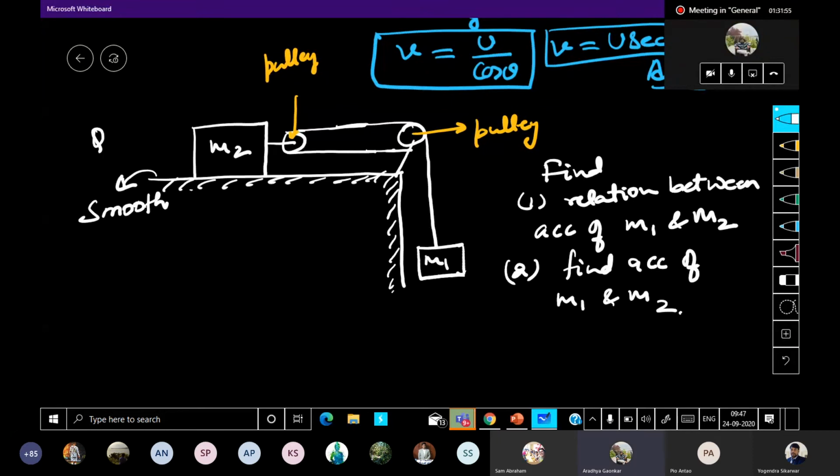So that string is connected to what, sir? This end is fixed and the other end is going over this pulley, then again over this pulley, and then fixed. Okay, sir. I have clearly mentioned this is pulley, this is pulley. No, I meant the mass is pulling the other mass. Yes, sir.